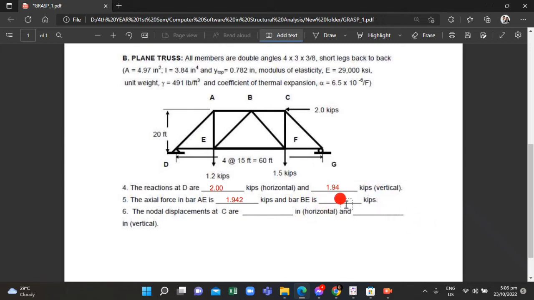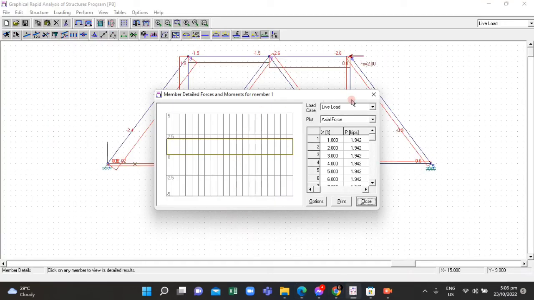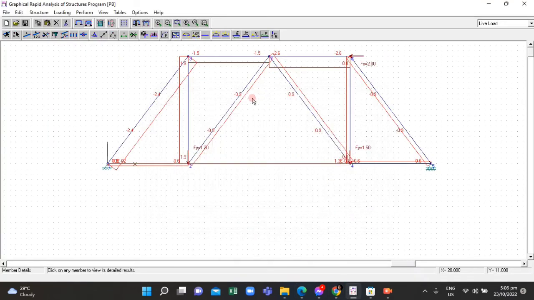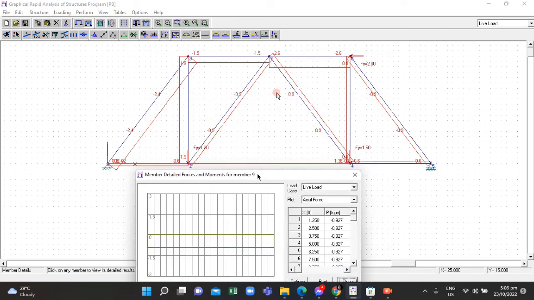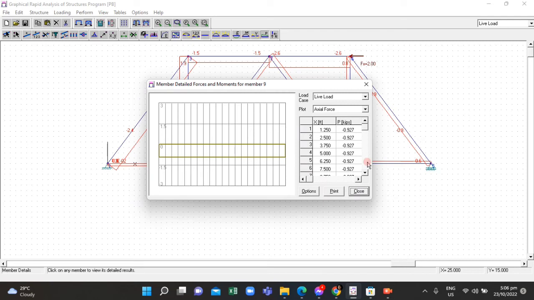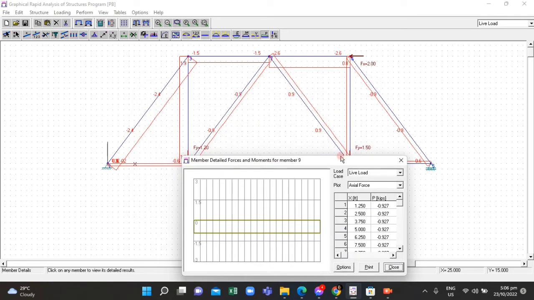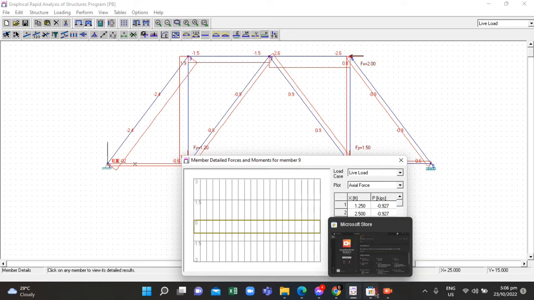Sorry for this. I'm just going to put another input for member BE, this diagonal one. I'm going to close this, and then tap this member to view the actual force of member BE. This is our member BE. The actual force here is negative 0.927.